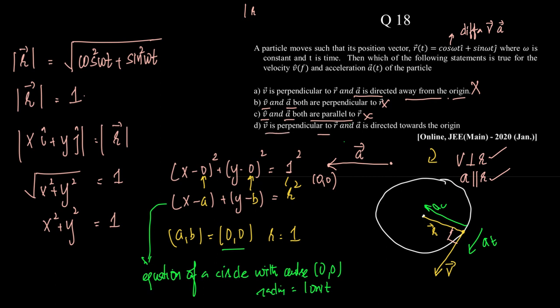V is perpendicular to r. True, we know. And A is directed towards the origin. We just saw this is how it is directed towards the origin. So this is the correct option.